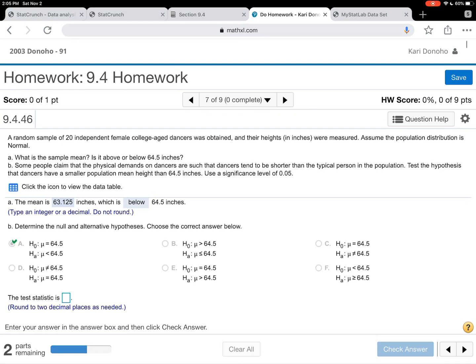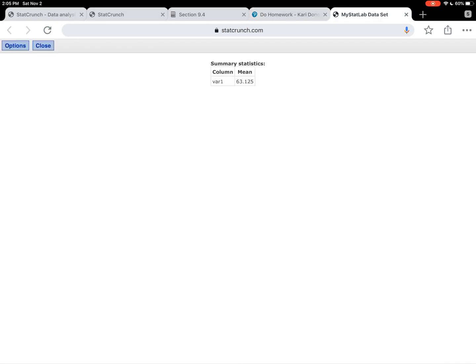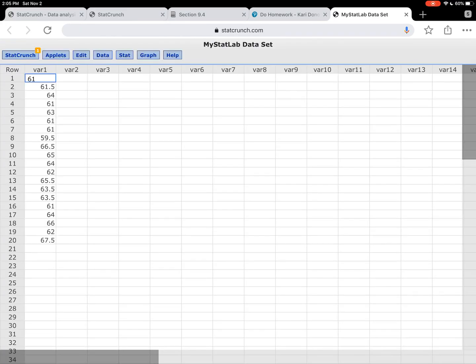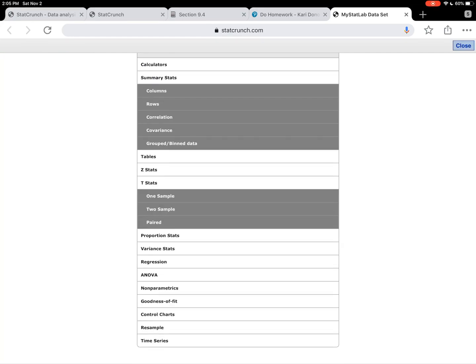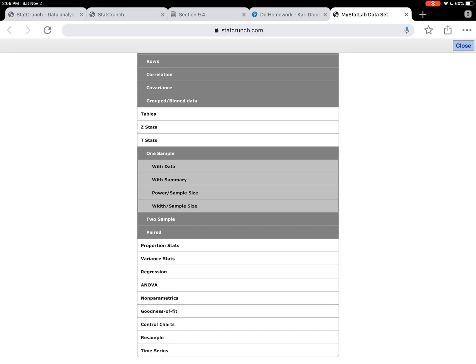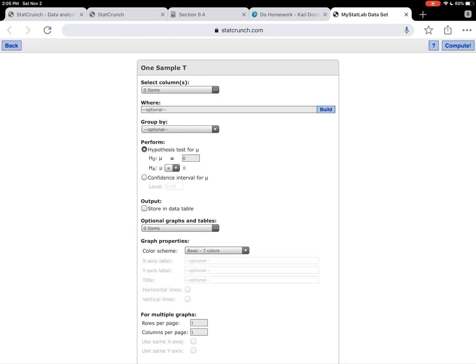Okay. All right, now we need to get our test statistic. So that's that t-test that we want to run. Okay, we can go back into our data and close that out. We still got our data. I can go to Stat, T Stats. This is just one sample. The difference between this and a lot of the ones we run is that we actually have the raw data this time, so choose with data. When you choose with data, it doesn't make you type anything else in, it just has you select the column that you want. So I want variable 1 as my column.